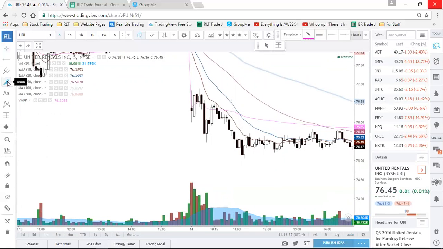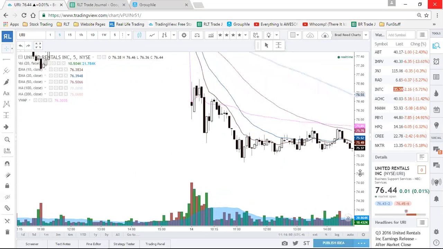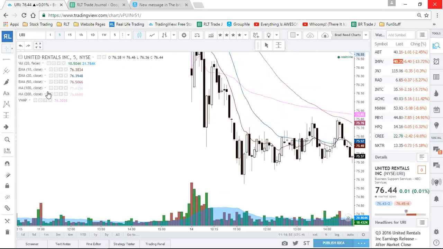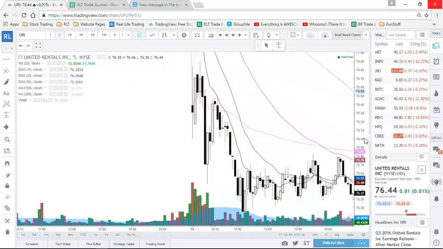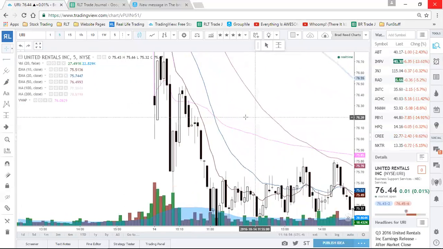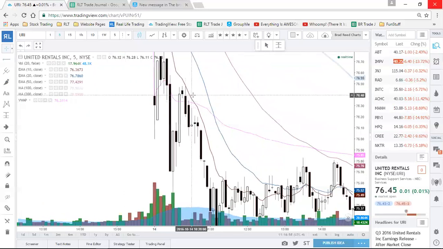Well, what this thing did, it opened down here, rolled up, came back down, made that lower low, came back up, and what do you know about that tiny thing right there? Let me zoom in. I have to get really big here, but what we see is this little bitty tiny doji here underneath the moving average, with that moving average coming down.